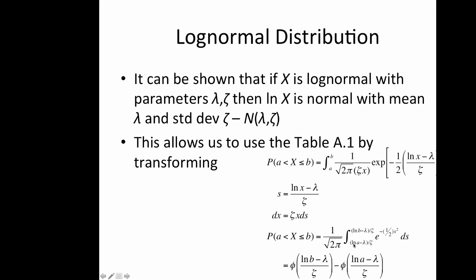But notice the limits change, such that we're taking the integral now of the exponential function of minus 1/2 s squared ds from the natural log of a minus lambda divided by zeta to the natural log of b minus lambda over zeta. So this is the form of the standard normal distribution with the CDF function going from the natural log of a minus lambda over zeta to the natural log of b minus lambda over zeta. So we use the CDF function of s, what's in the parentheses, the transform, in order to be able to use that table 8.1.